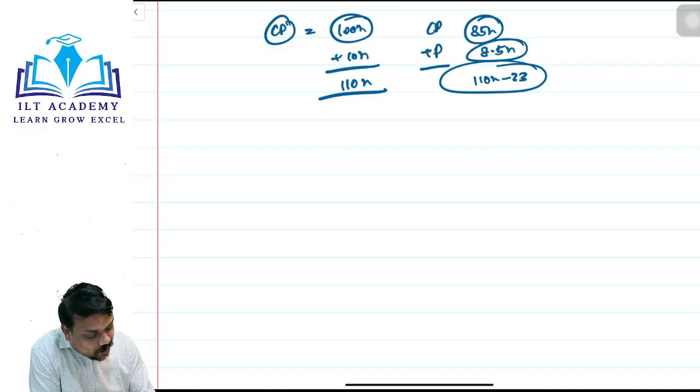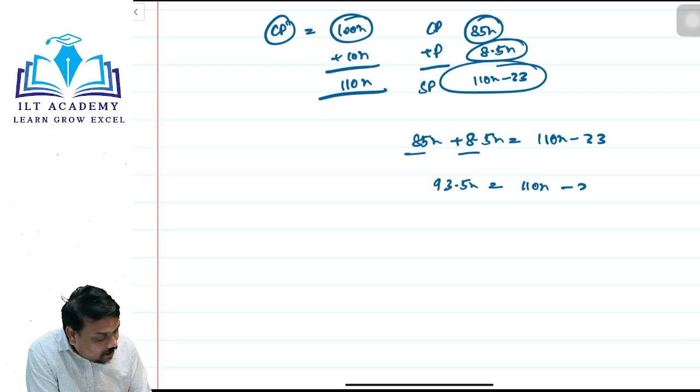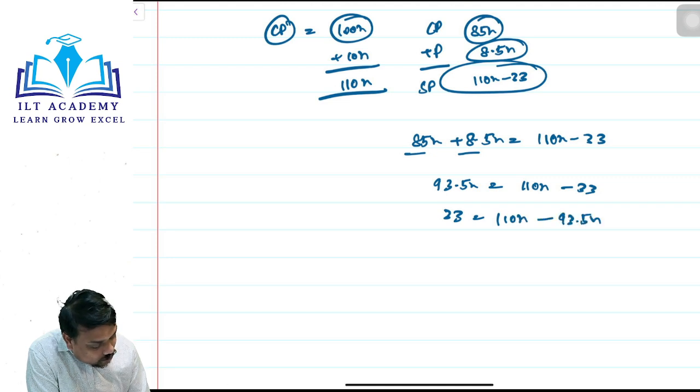So this is my equation. Cost price plus profit is equal to what? Selling price. So here if I equate, 85x plus 8.5x is equal to what? 110x minus 33. 85 plus 8.5 is what? 93.5x is equal to 110x minus 33. Minus 33 comes this side, plus 33. 110x minus 93.5x, which is what? 16.5x is equal to 33. X is equal to what? 33 divided by 16.5, which is 2.